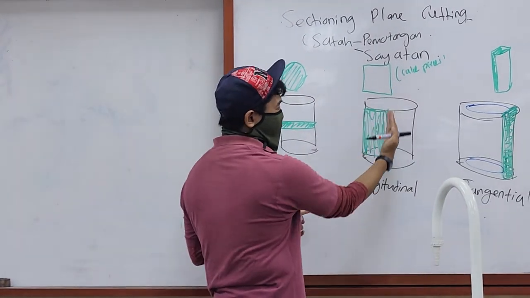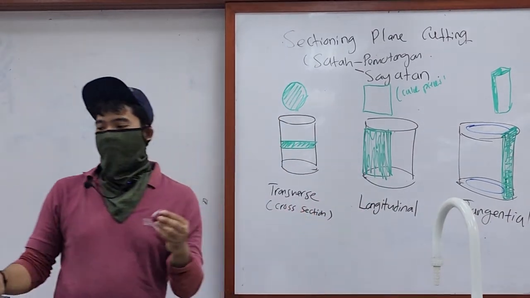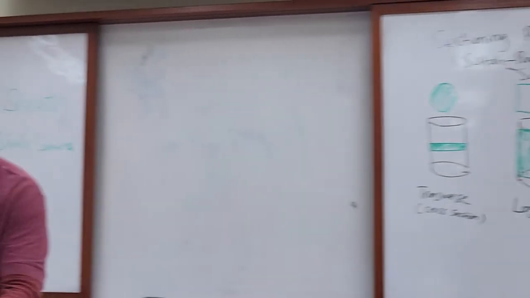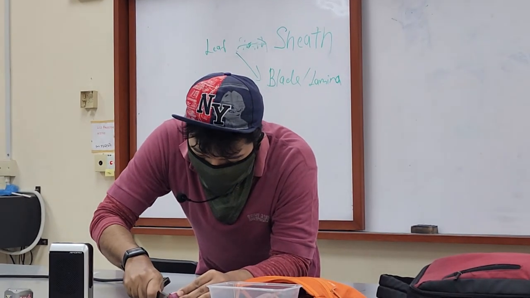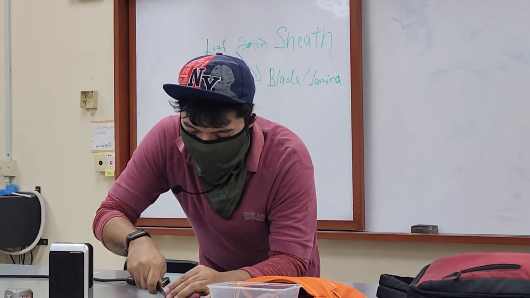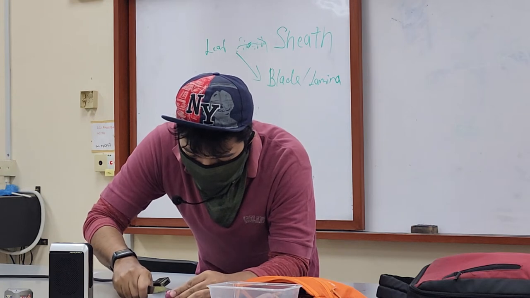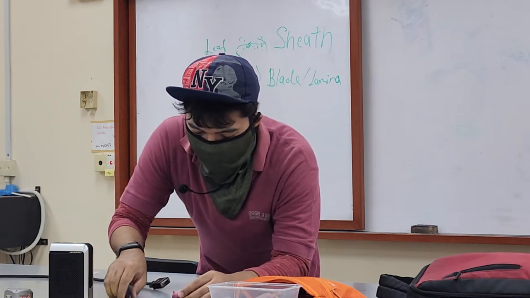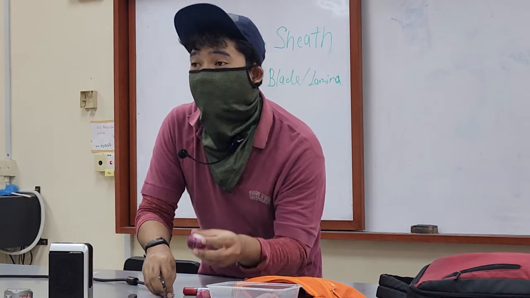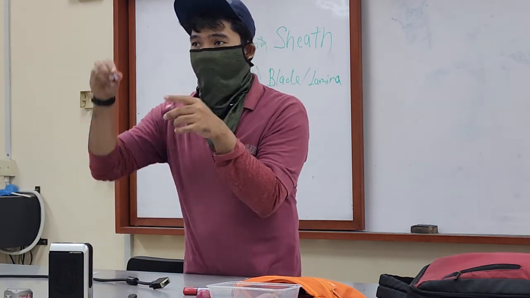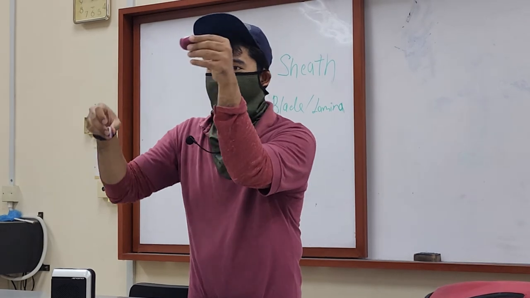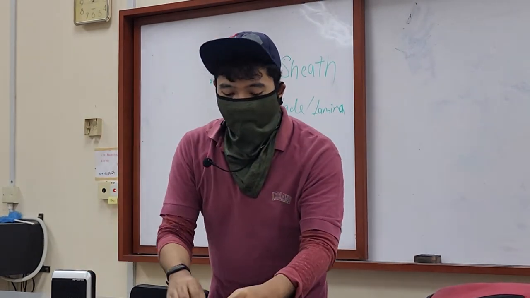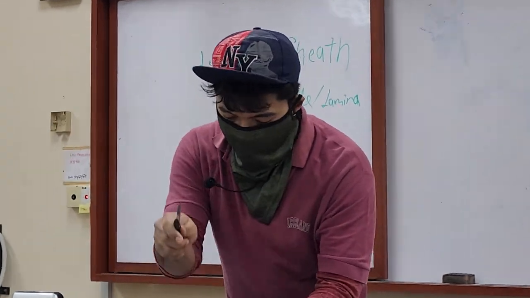Okay. For the longitudinal, actually there is two. It can only half of it or like the whole thing. If you have the half of it, that's the cake thing. Okay, pretty much like that. So this is your longitudinal section, the whole length of this onion bulb. Okay, or you can have the whole of it.